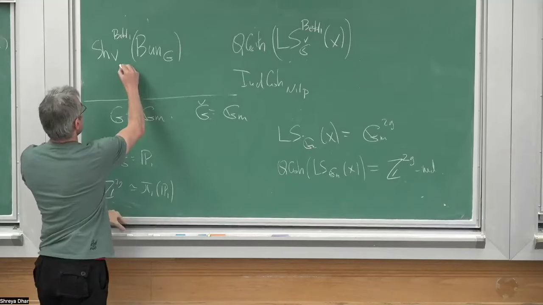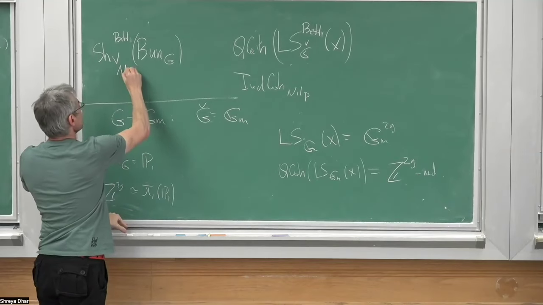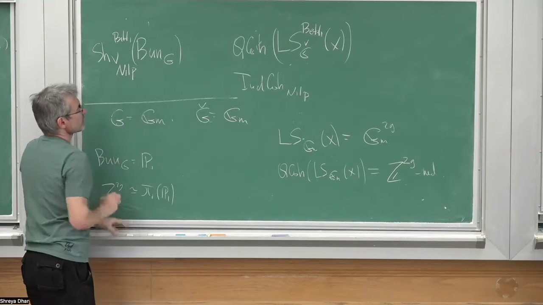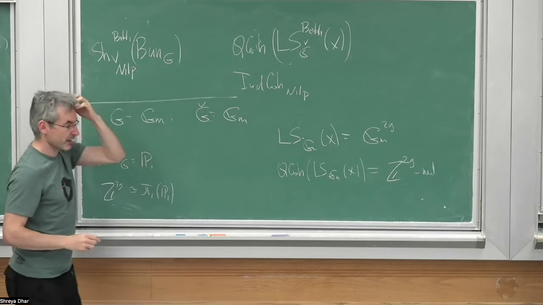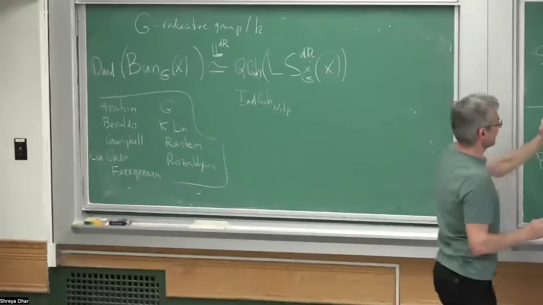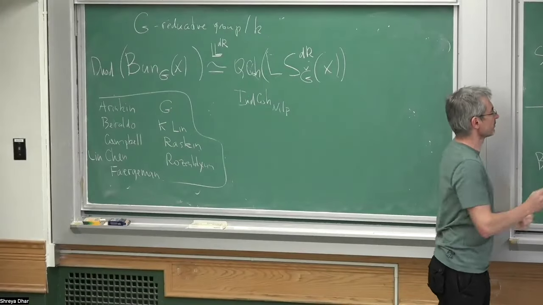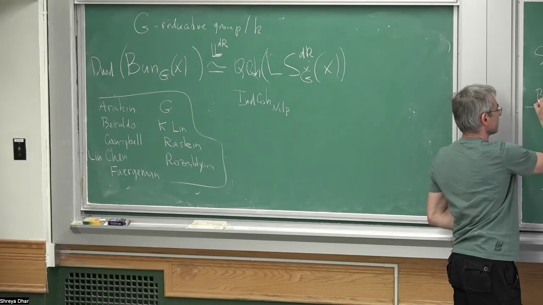You need to put here "nilp", just to say that this nilp has nothing to do with this nilp. It's a very different nilp, and I'll explain what kind of nilp it is. The fact that we have to put this nilp was a discovery of Beilinson, Nadler, and Gaitsgory, Wade.